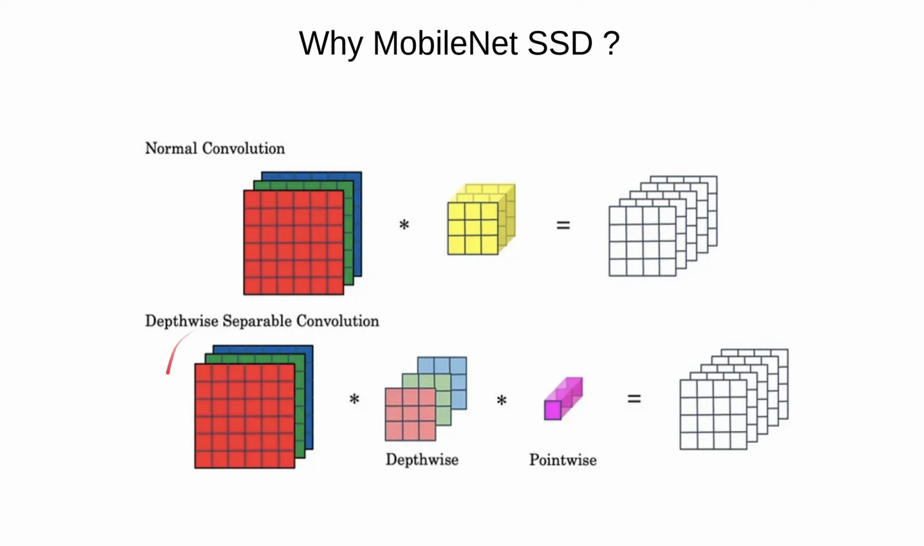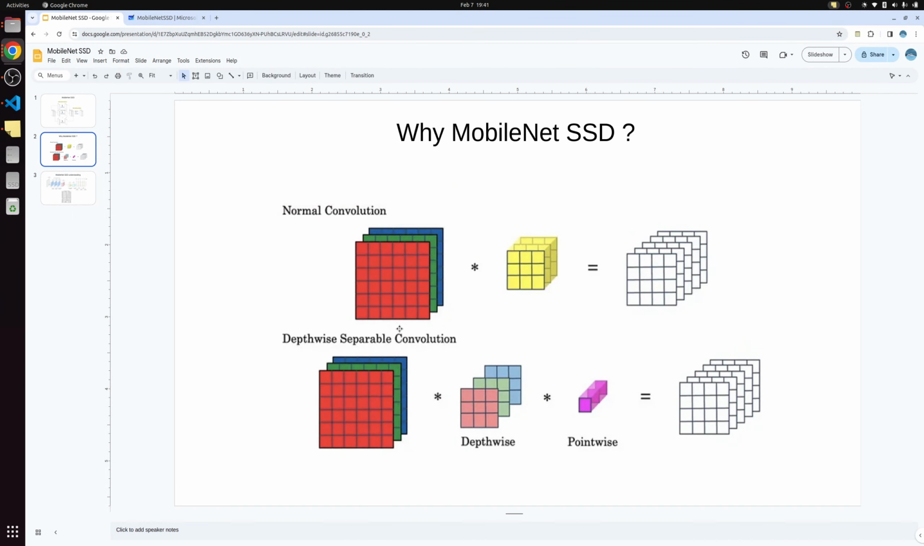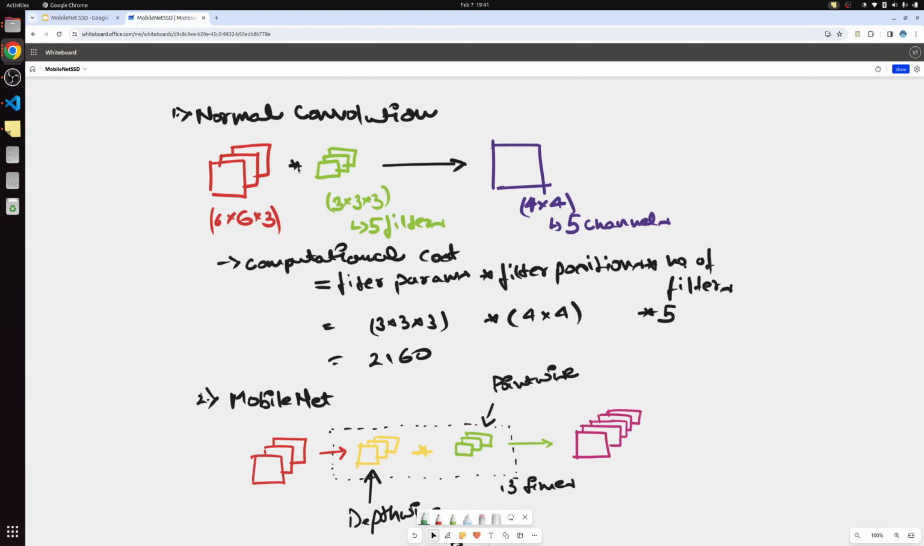Depth-wise separable convolution, which is generally used in MobileNet SSD, is faster as compared to the normal convolution. And we will be looking soon at why it is faster. But the primary reason is that it separates a normal convolution into two parts: one is a depth-wise convolution and another is a point-wise convolution. So let's move forward and check a basic understanding of why it is faster.